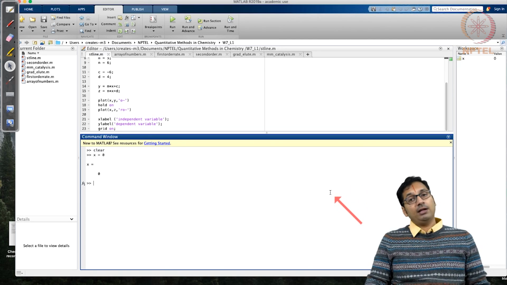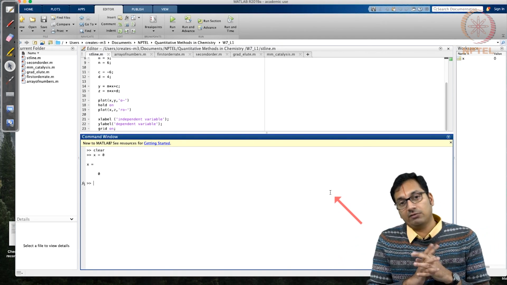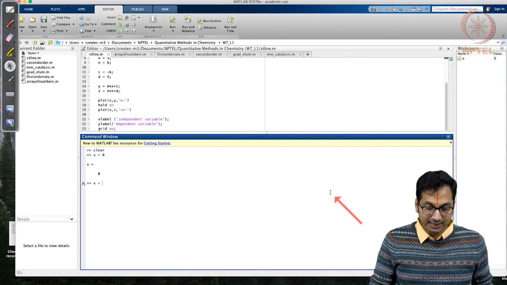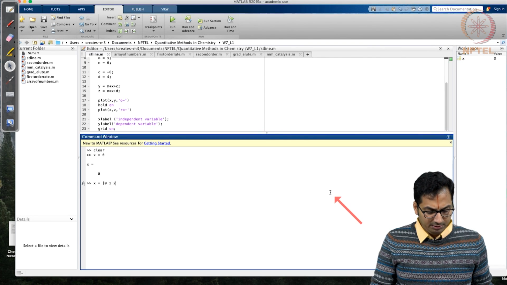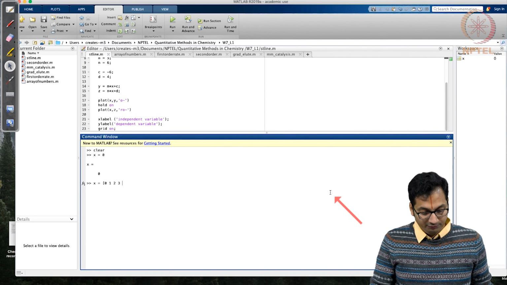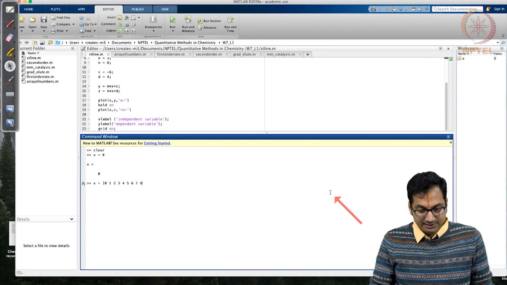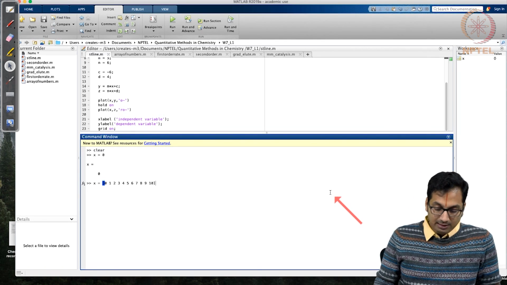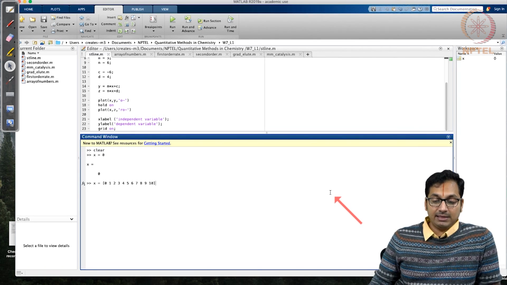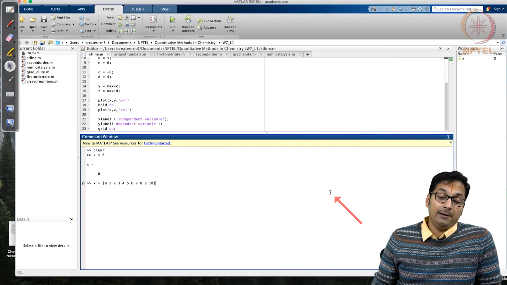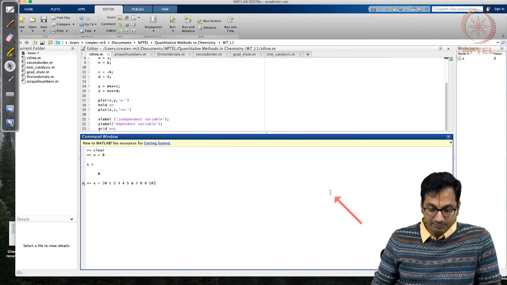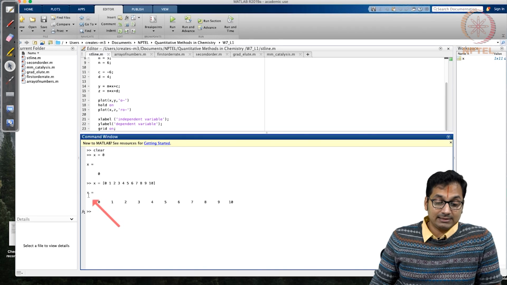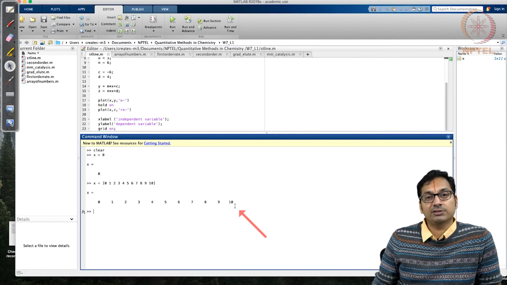And in the case that we are trying to understand here, we want to generate a set of numbers for x, in which case you can say x is equal to 0 1 2 3, of course with a space, which indicates that these are different elements within an array, in this case a matrix. This is a 1 by 11 matrix. So if you do this, x gets assigned the values of this sort.